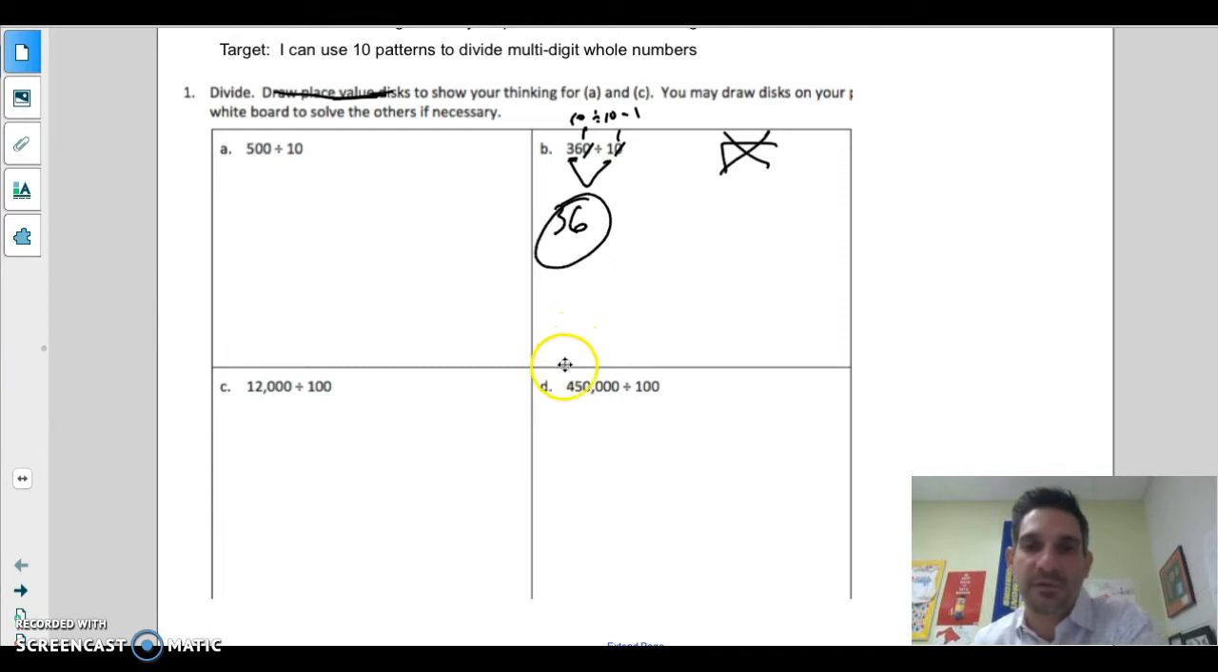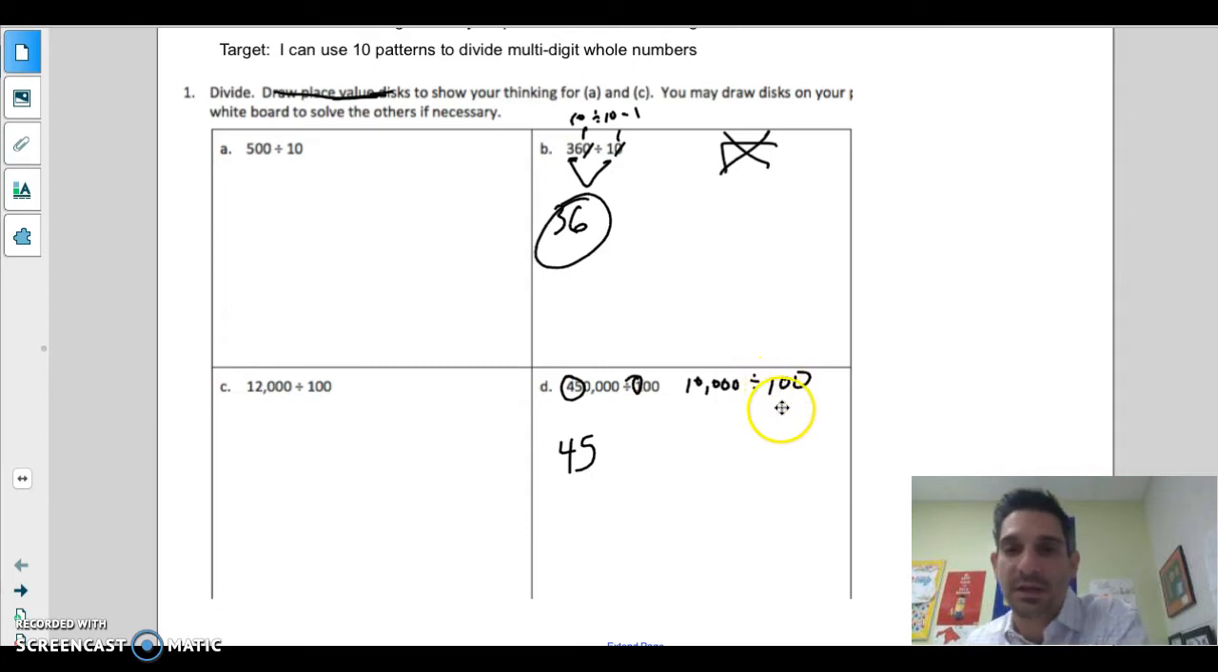Let's look at 450,000 divided by 100. I'm sorry, by 100. So 45 is my basic fact here, 1 is my basic fact here. So 45 divided by 1 is 45. So now I have 10,000 divided by 100, okay? Now you got to think, 100 times what is 10,000? Well, it's 100, because 100 times 100 is 10,000.